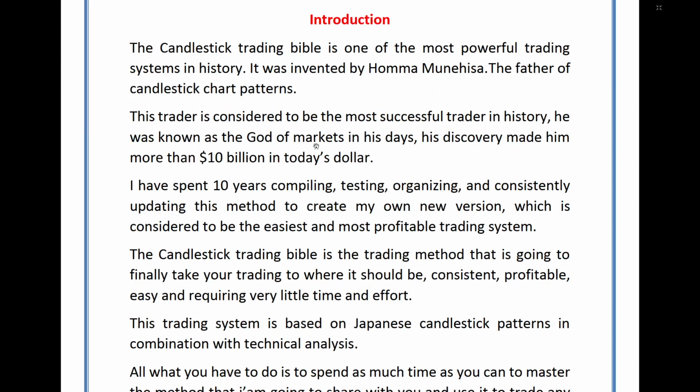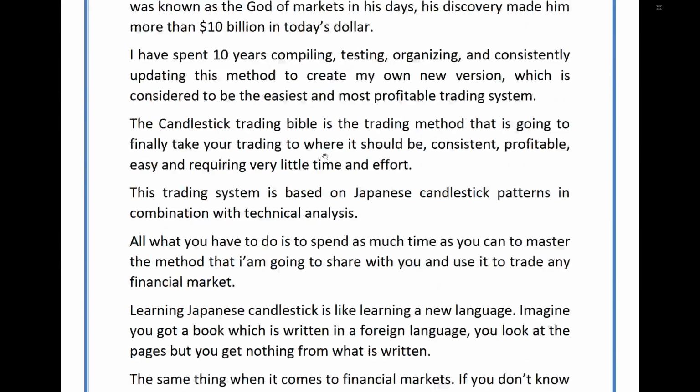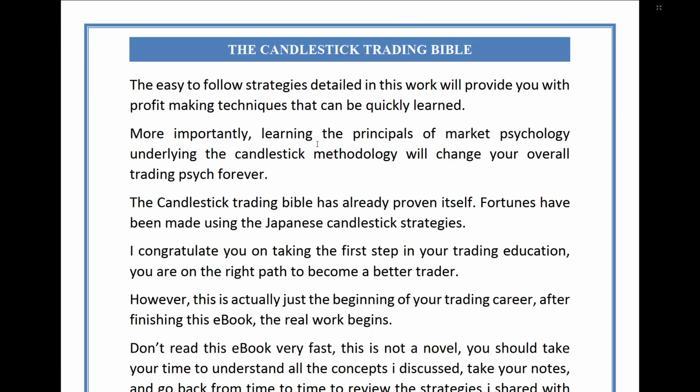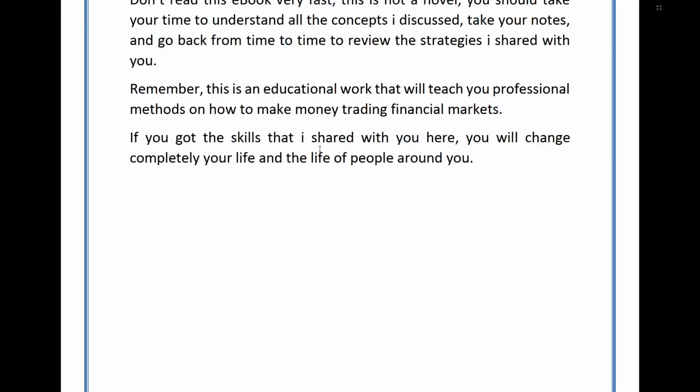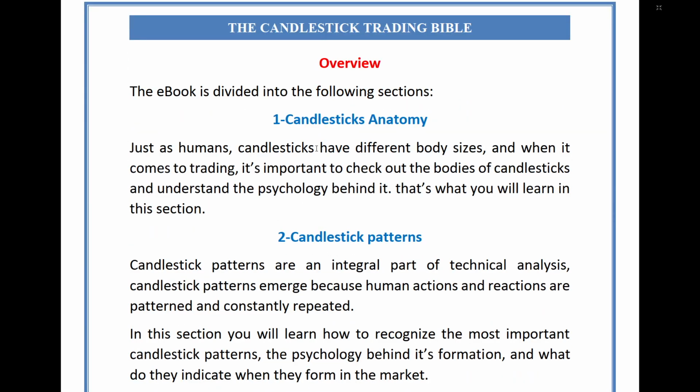So that is basically the introduction. We're being introduced to the document. You're being told the history of the man who invented it, and now you get to understand how he came up with the strategy. Now the overview.